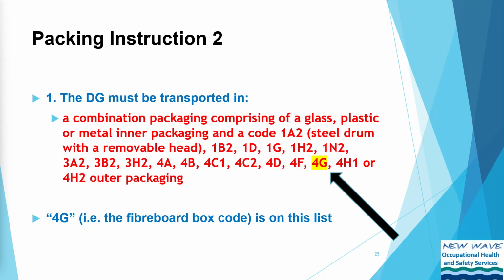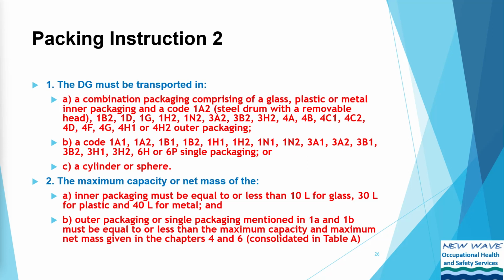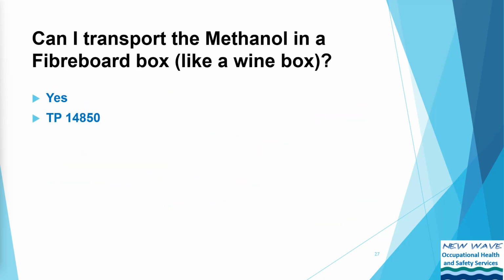Back to Pack Instruction 2, we see that 4G, a fiberboard box, is indeed a valid packaging. And just one more detail. Clause 2. We already said that our methanol bags are 10 liters each, well below the 30-liter maximum in Clause 2A. And there you have it. Yes, according to TP 14850, we can transport methanol in 10-liter plastic bags enclosed in a fiberboard box.